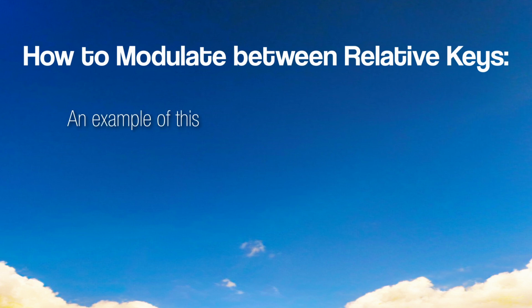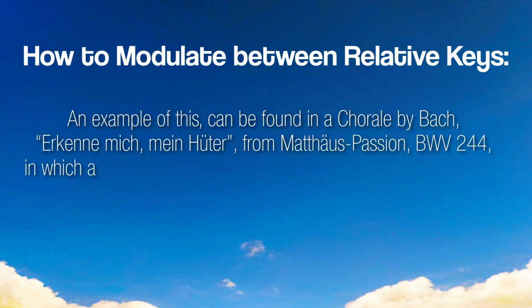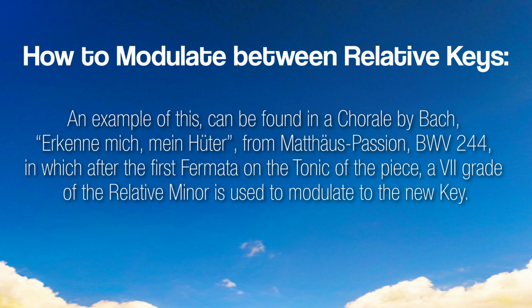An example of this can be found in a chorale by Bach, Erkenne mich, mein Hüter, from the Matthäus Passion, BWV 244, in which after the first fermata on the tonic of the piece, a seventh grade of the relative minor is used to modulate to the new key.